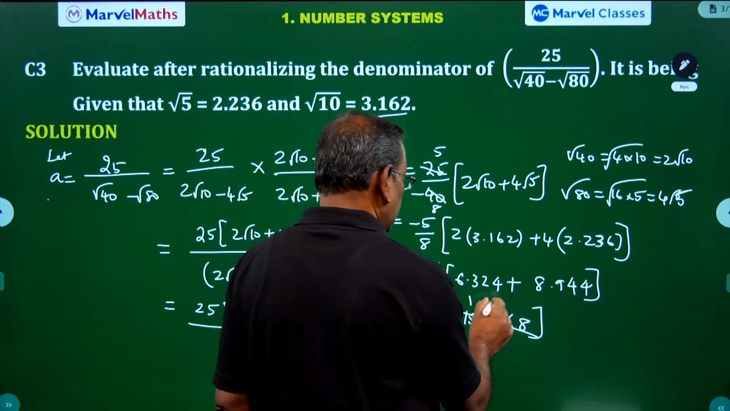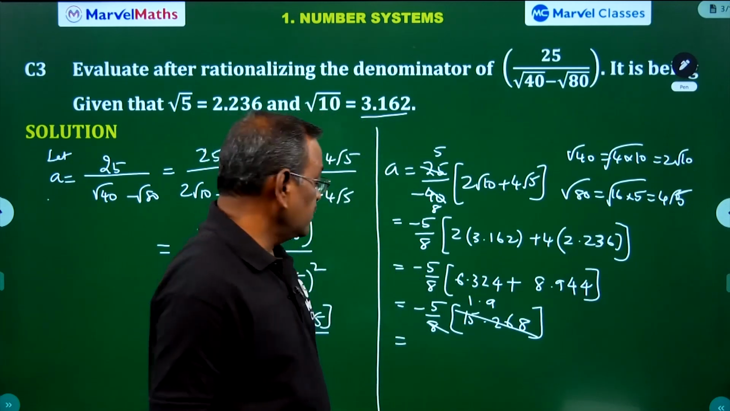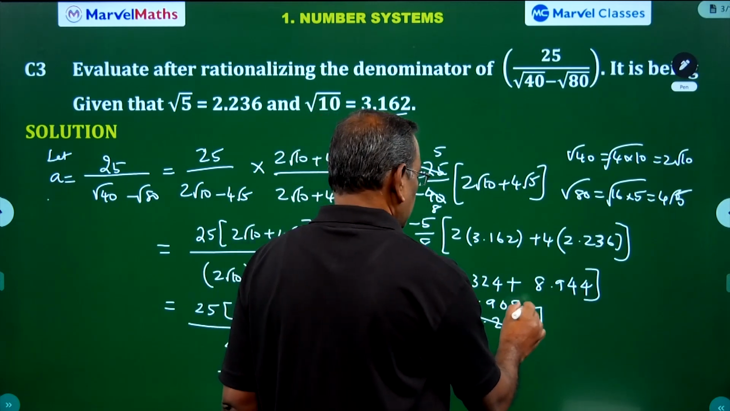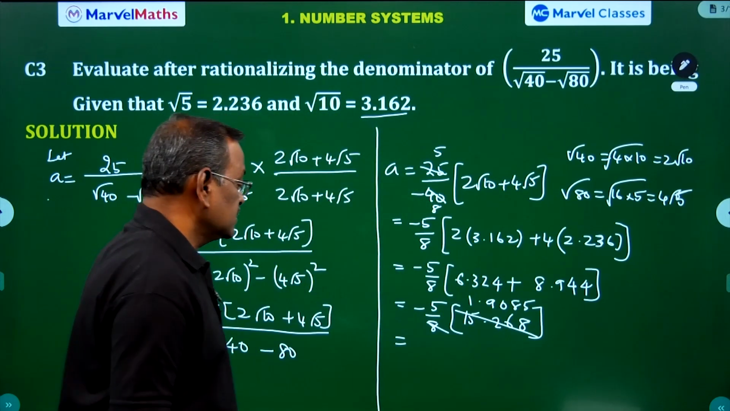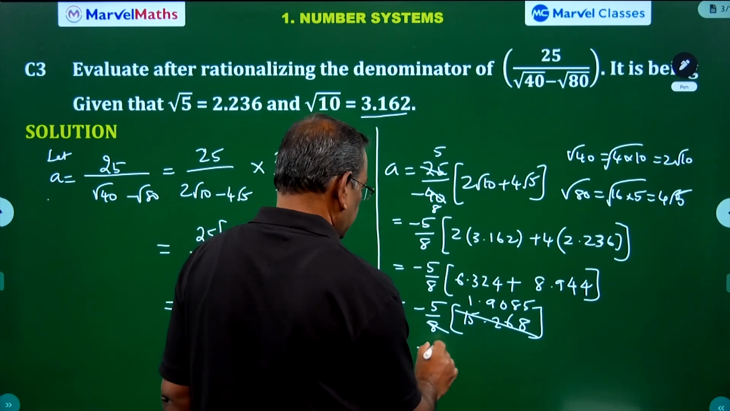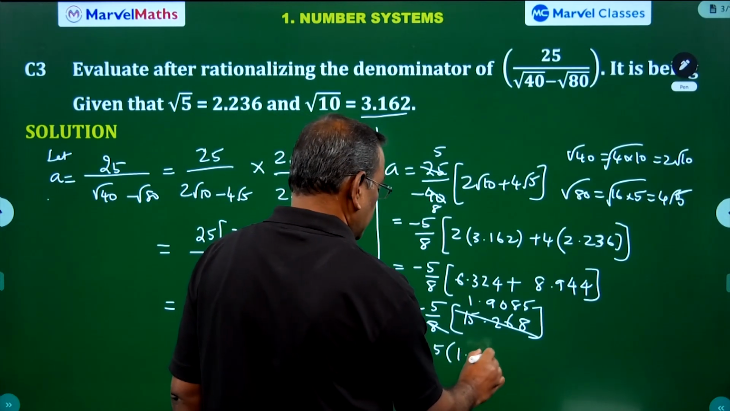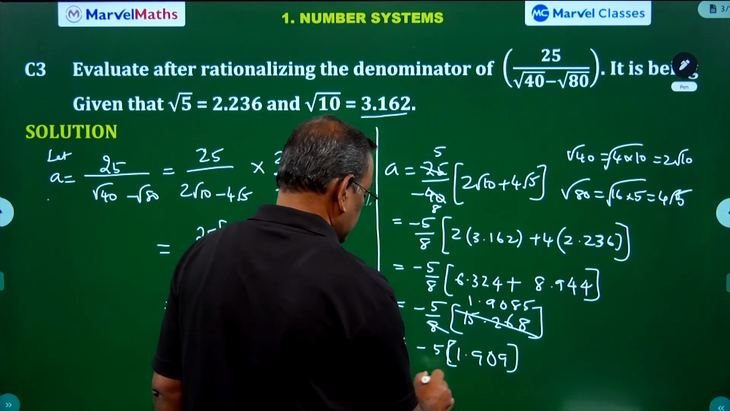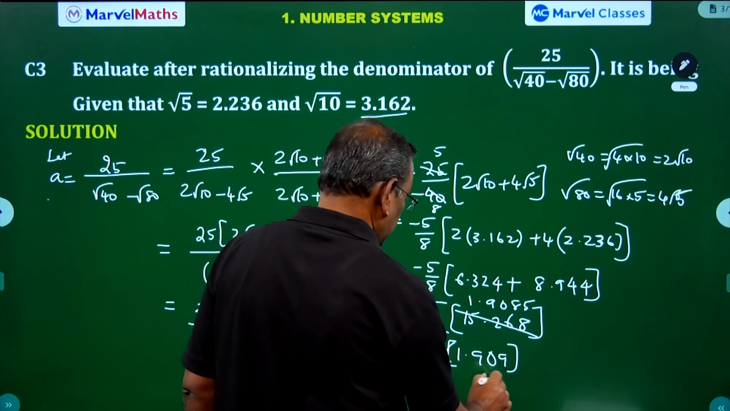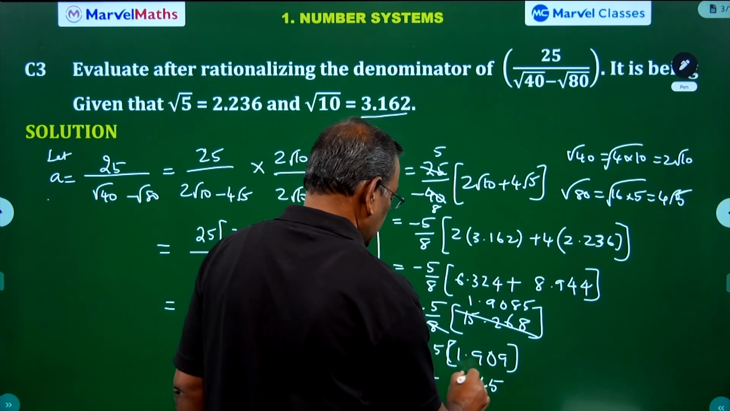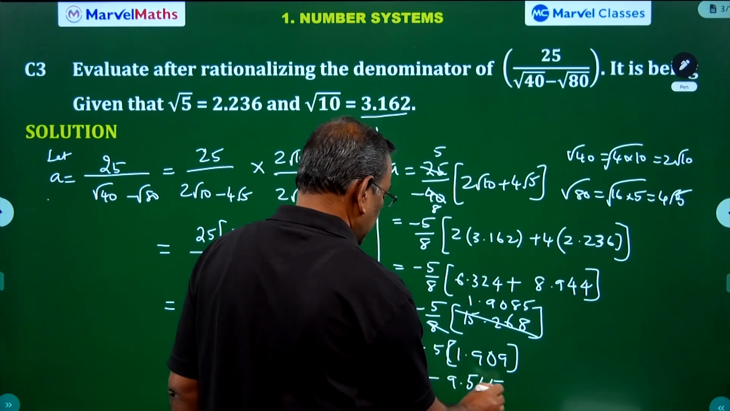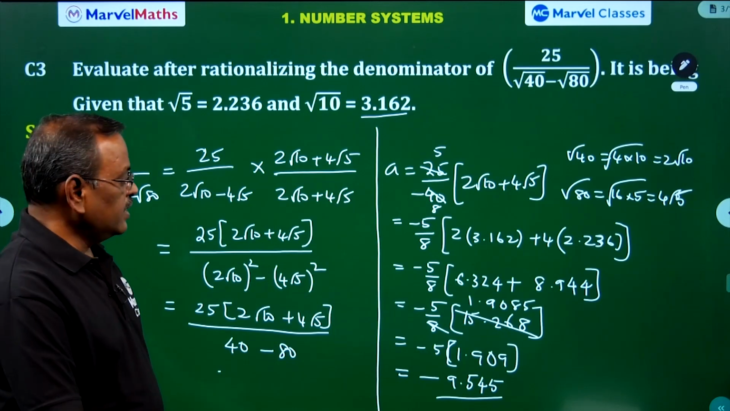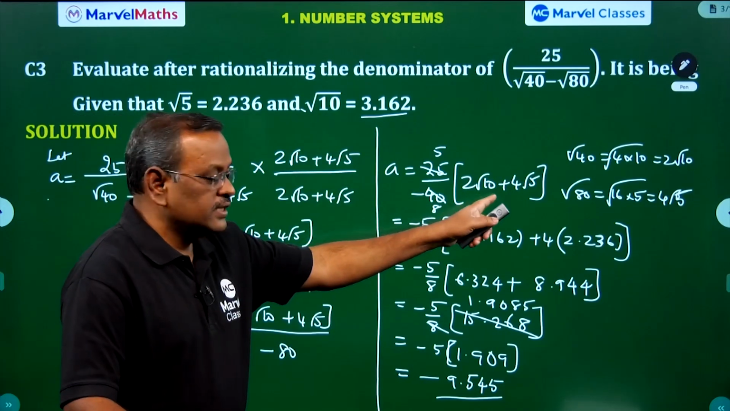9 times, 9 8s are 72, and 6 not possible, 68, 8 8s are... correct to round off places. So, if you multiply minus 5 into 1.909, correct to 3 decimal places. So, if you multiply minus of 9 5s are 45, 5 because of 0, 4, and this is 45, 4, 9.545. So don't forget, you can substitute the decimal value only in the simplest form.